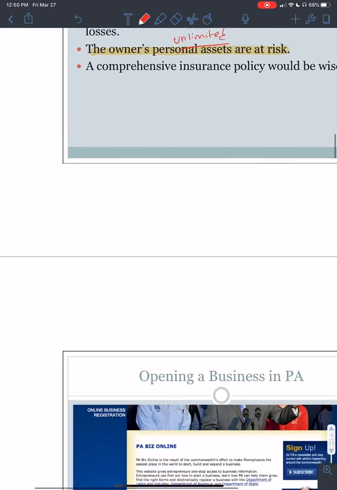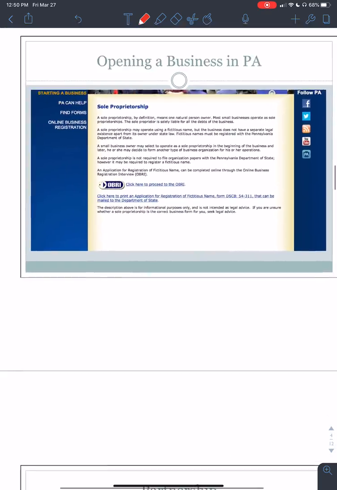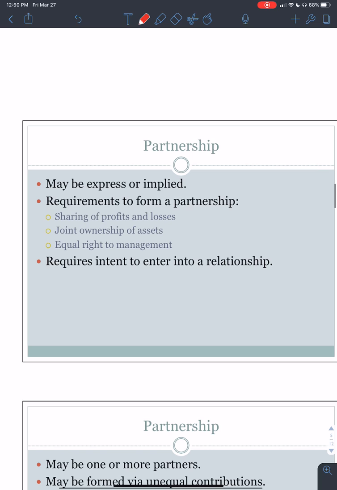Okay, the next form, let's see, what do we have here? These are just examples of opening up a business in Pennsylvania. The next form we have is a partnership. A partnership, you have to have more than one person, because you're partners. It can be expressed, it can be implied. Express means your partnership has a contract or an email, something in writing.